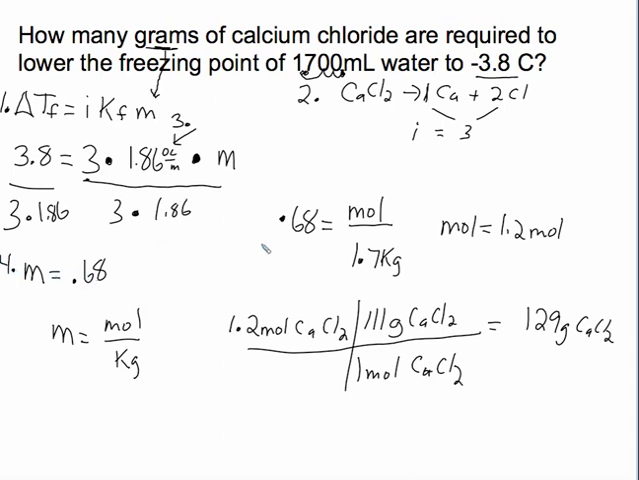Once you get little m, plug that into the molality equation along with your kilograms of solvent and solve for moles. Once you get the moles, change moles to grams. And that's how you do a problem like that.